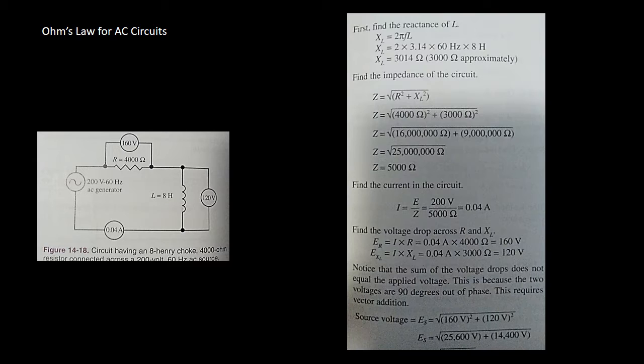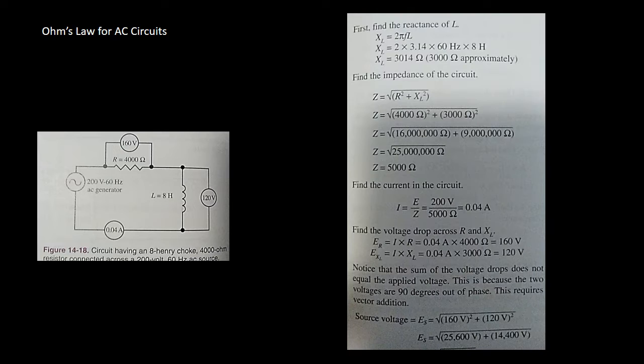Then find the impedance of the circuit. Z, representing impedance, equals the square root of R squared plus XL squared. And as you can see, it's 5000 ohms. Then you find the current in the circuit, or I equals E divided by Z, or 200 volts divided by 5000 ohms, which equals 0.04 amps.